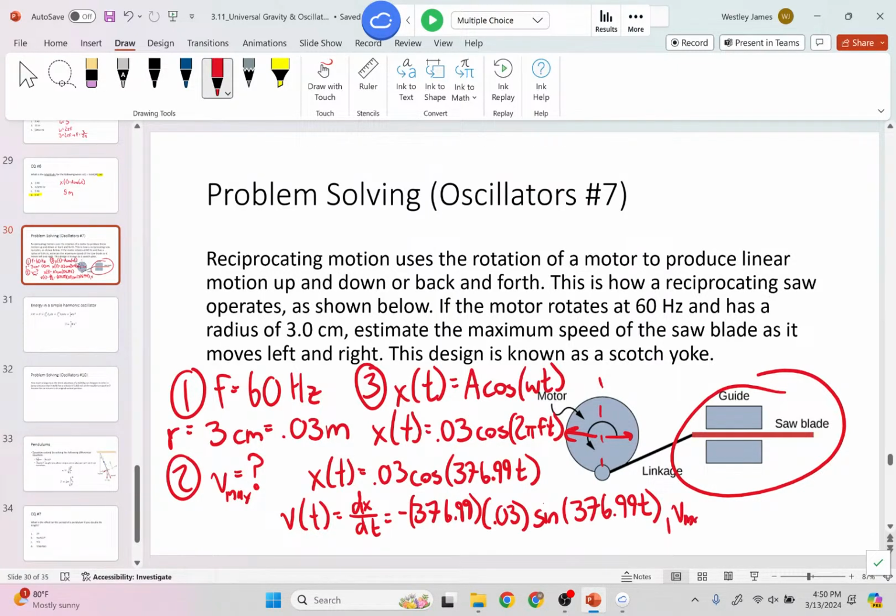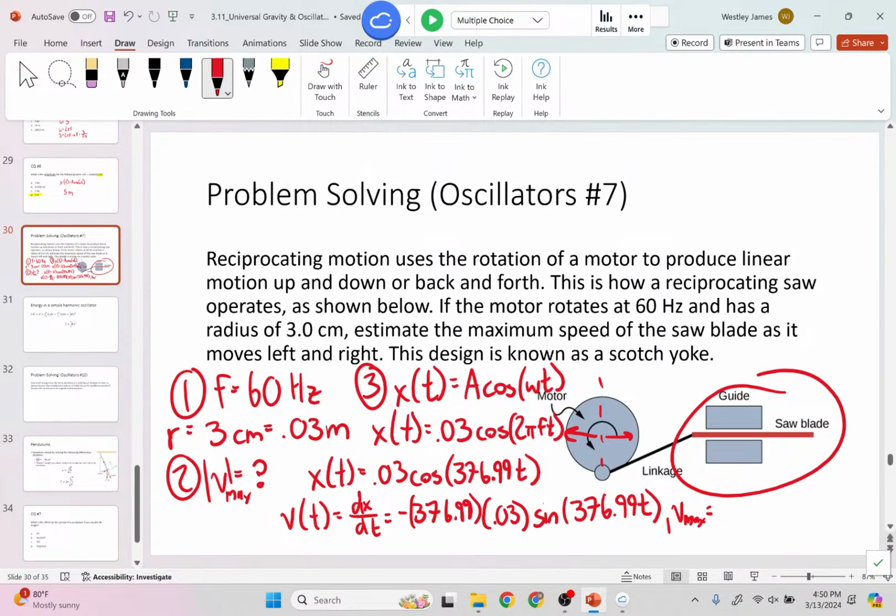So Vmax just equals negative or positive. It says maximum speed. So, you know what? I should have been better. Magnitude of velocity, i.e. we don't care about the positive or negative. It just says maximum speed. So absolute value of velocity. Yeah, the negative 376. Oh, the derivative of cosine is negative sine. Yeah, it's a good question.